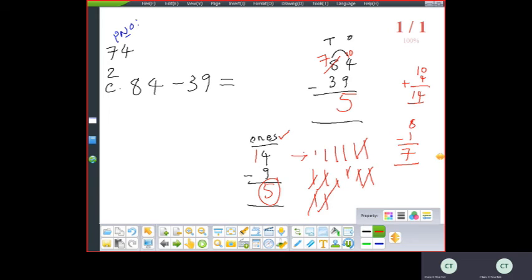Now subtraction on 10. From the 10 place, the digits are 7 and 3. 7 minus 3 is 4. This answer 4 we write in the 10 place. 7 minus 3 is equal to 4, so 45. 84 minus 39 is equal to 45. Now question F.